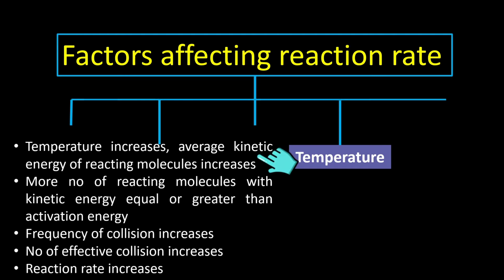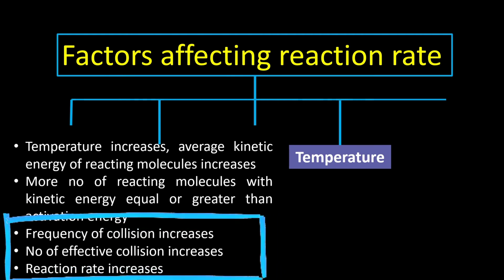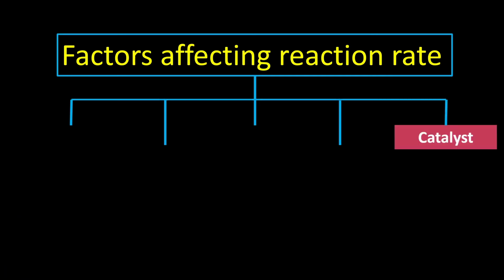As the temperature increases, the average kinetic energy of reacting molecules increases. That's why in the Maxwell-Boltzmann distribution curve, at higher temperature, the whole curve shifts to the right to higher kinetic energy. And as temperature increases, more reacting molecules have kinetic energy equal to or greater than the activation energy. Therefore, at higher temperature, the frequency of collisions increases and the number of effective collisions increases, which causes the reaction rate to increase.